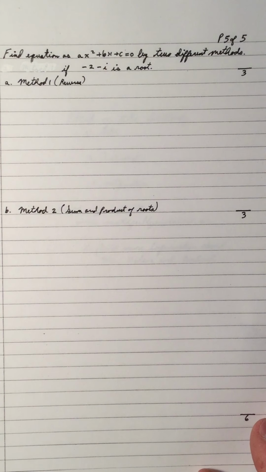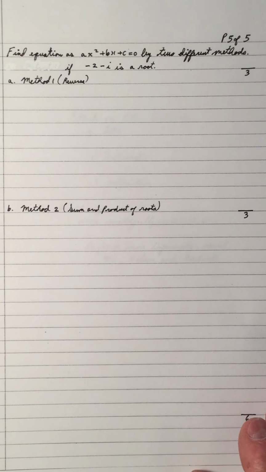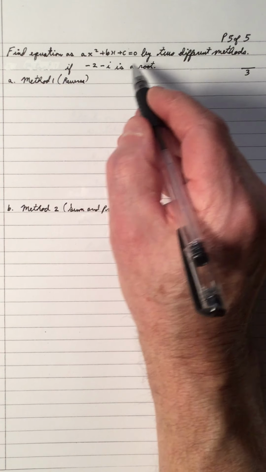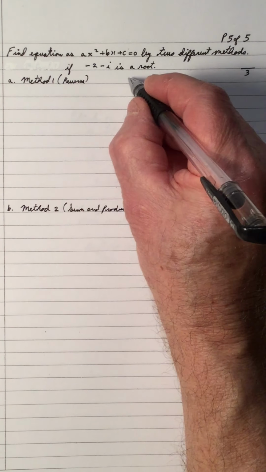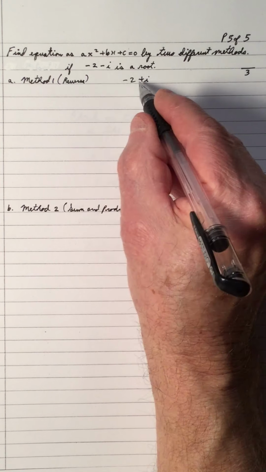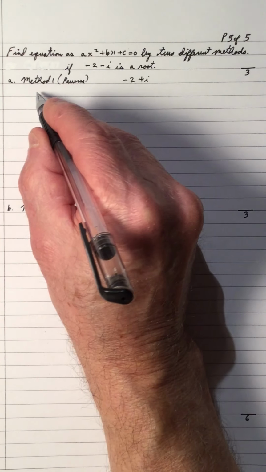Okay, couple more to do. Find the equation as ax squared plus bx plus c equals 0 by 2 different methods if negative 2 minus i is a root. That means negative 2 plus i is a root. Therefore, if they're conjugates, so what happens?